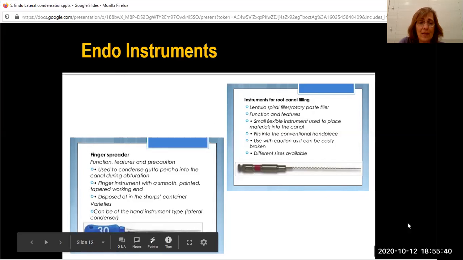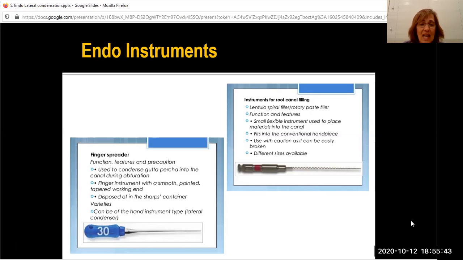Your endodontic instruments. As you see here, you see a finger spreader. What it does is it condenses the gutta percha, and this is going to be a lateral spreader. It is going to be placed next to the master cone, and it is going to create space for your accessory cones of gutta percha. Remember, the accessory cones are going to be placed laterally, but they're also going to be surrounded in the sealant that you place them in prior to putting them into the canal.